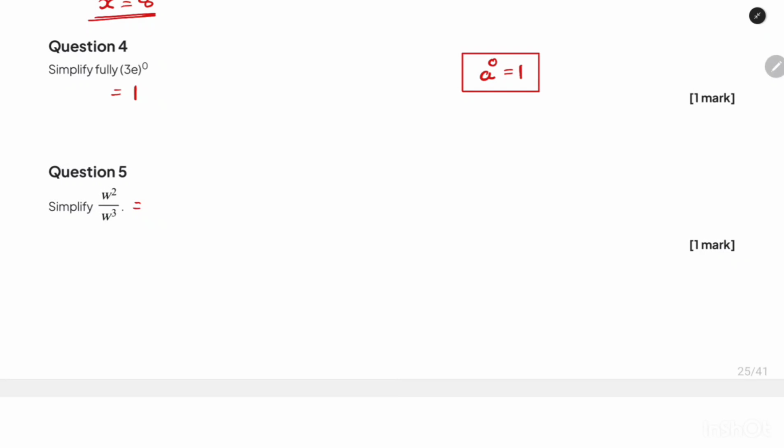Here you see there's division and the bases are the same, so you will simply subtract the powers. So this is 2 minus 3, which is w raised to minus 1. You can also write this answer, or you can further simplify it and make the power positive. For that you will have to write 1 upon w raised to 1, which is 1 upon w only. So this is also a correct answer and this is also a correct answer, both are valid. If in the question they've specified to write the answer in positive powers, then only this will be the correct answer. This is incomplete. Clear?